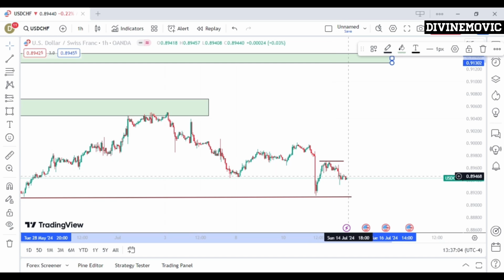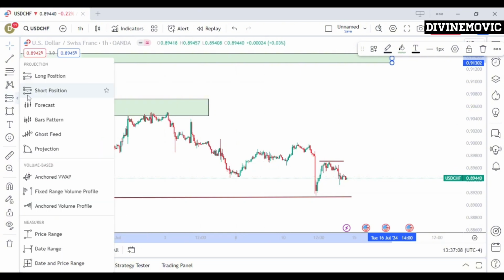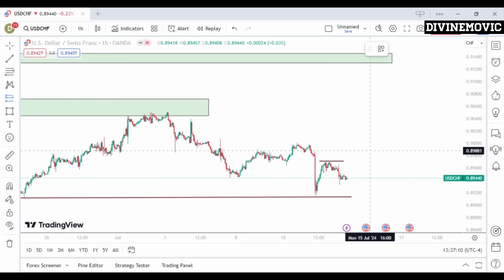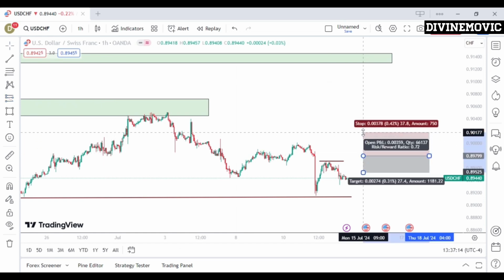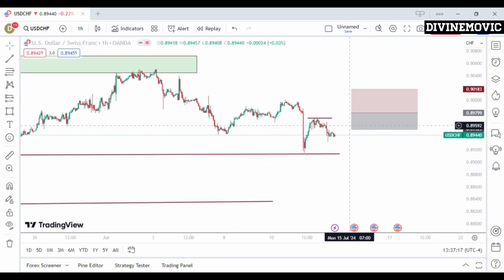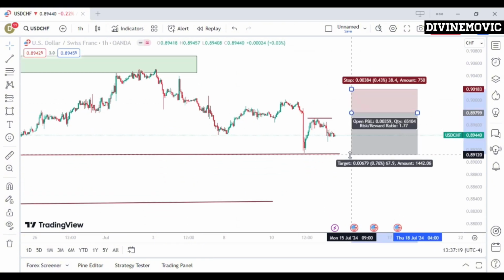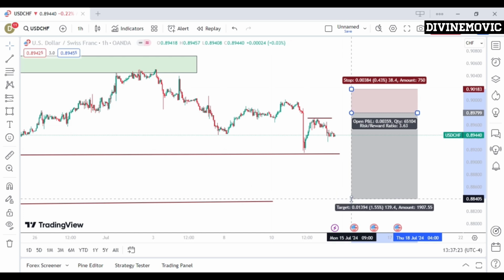And where am I going to sell from? I'm likely going to be selling from this point because I'm expecting price to go down, because price is in a downtrend. I'm expecting price to sell from this point here, put my stop loss above this point here, and target this point as TP1, and possibly target here as my full TP.